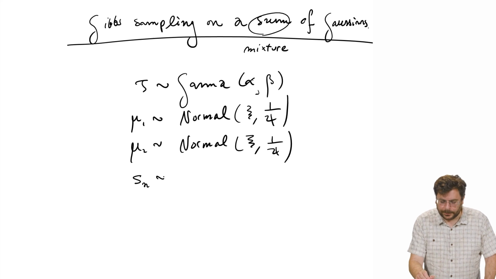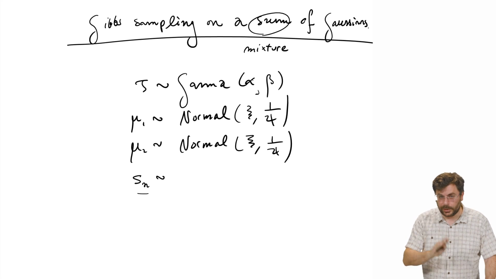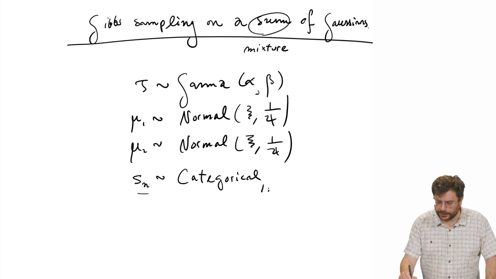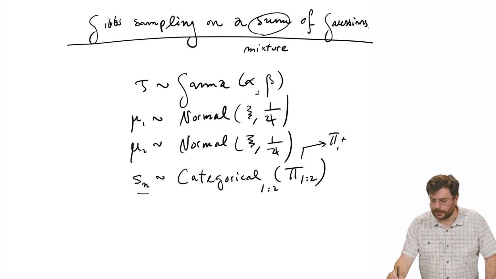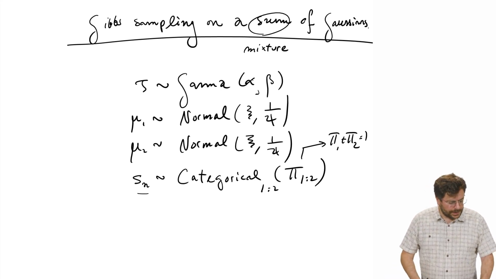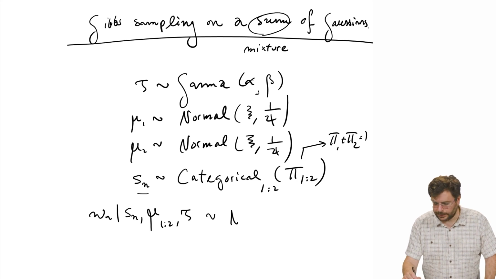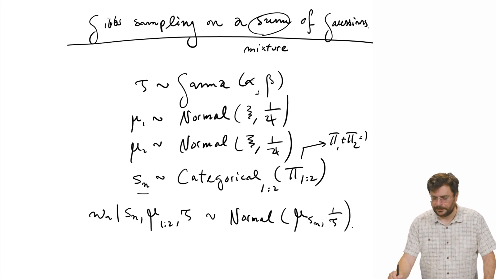on the second mean. Now we're going to have a latent variable, and that latent variable will tell us, for the data, which one of the two Gaussians I'm drawing data from. That's going to be drawn from a categorical with two components and two weights, pi1, pi2, and of course pi1 plus pi2 is equal to 1. And finally we have our data given Sn, mu 1 to 2, and tau, which itself is drawn from a normal centered at mu sub Sn and 1 over tau.